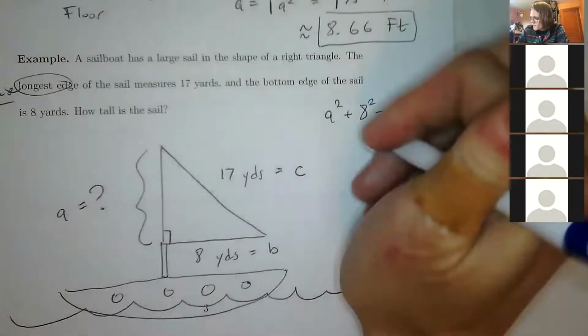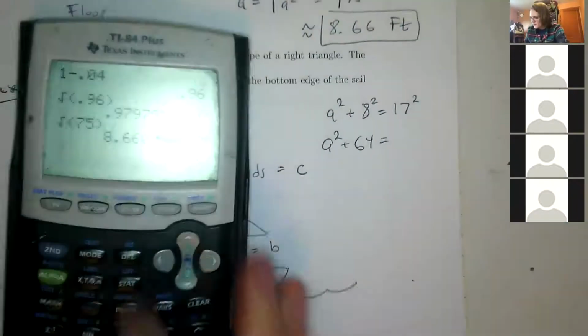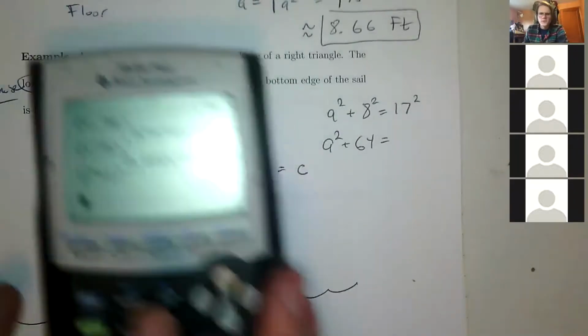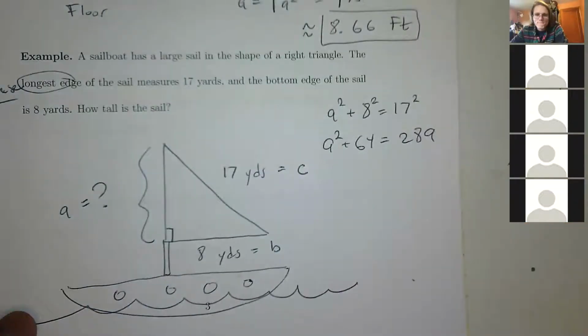So same kind of thing. So A squared plus 64, and then I don't know what 17 squared is. What is it, 149? No. 289, I was really off. 289. And now we just solve.